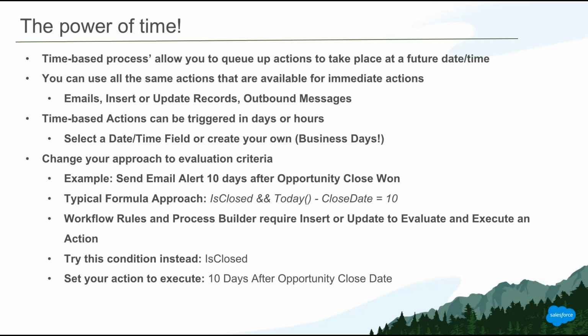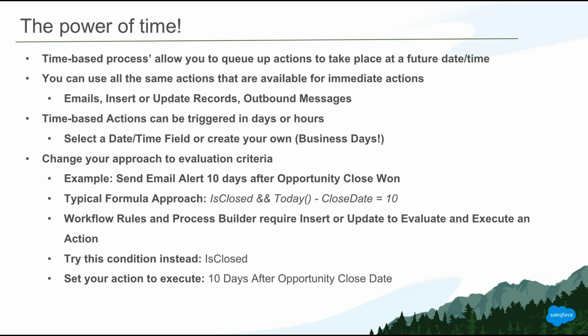But what happens if that opportunity is closed and nobody goes and makes an update afterwards? Because we know that in order for that action to take place, the system has to evaluate what? A record insert or a record update. So if I close my opportunity and then nobody does anything else, that email is never going out. So we have to think about it a little differently.